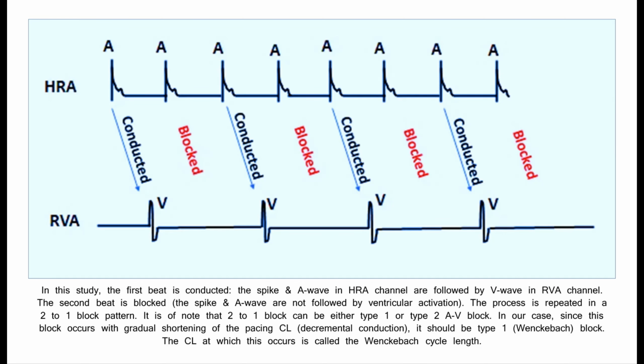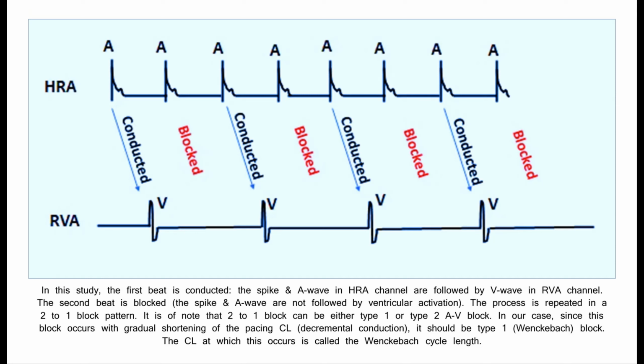In this study, the first beat is conducted, the spike and A wave in HRA channel are followed by V wave in RVA channel. The second beat is blocked, the spike and A wave are not followed by ventricular activation. The process is repeated in a 2 to 1 block pattern.